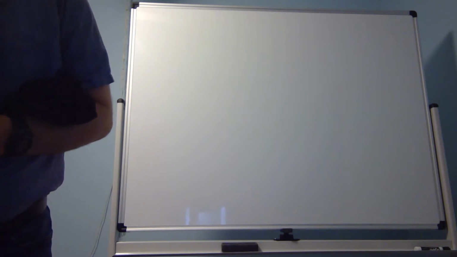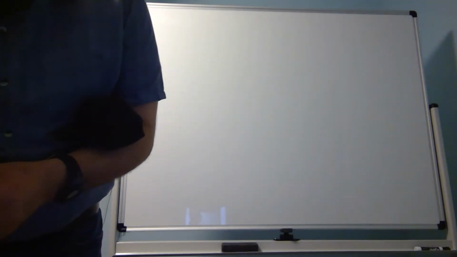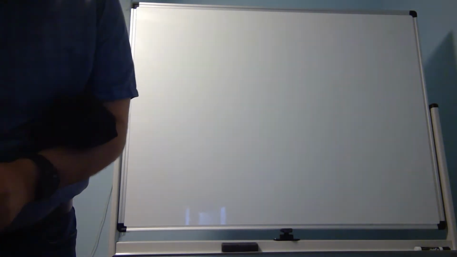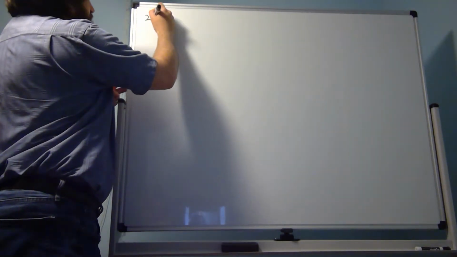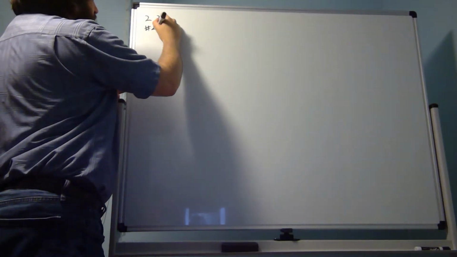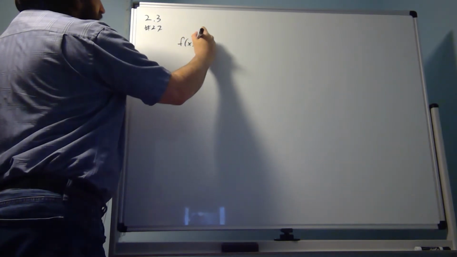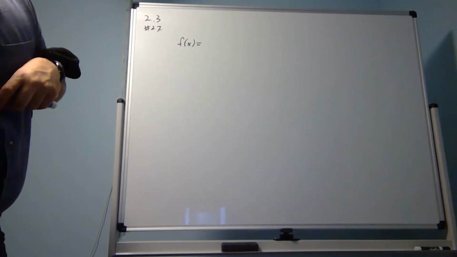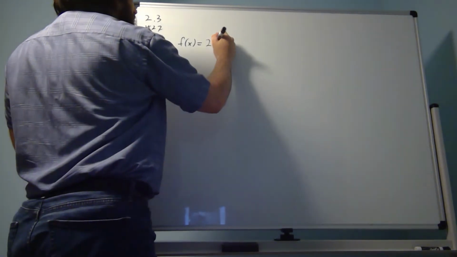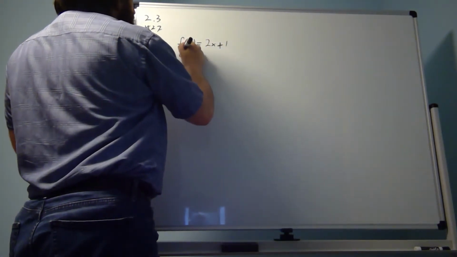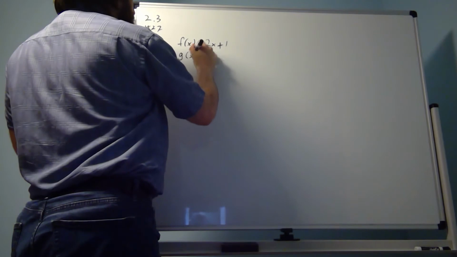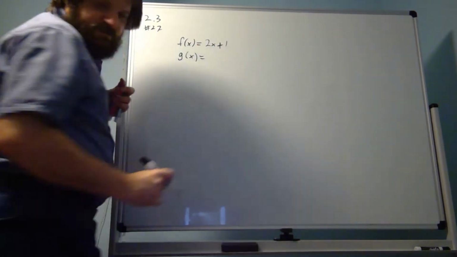Okay, so maybe let's not do one that's too challenging, but we want to do one that's at least kind of interesting. So kind of intermediate level, maybe problem 27 looks good. This is 2.3, number 27. F of x is 2x plus 1. Yeah, and I'll write down what I'm asking you to do with these next.